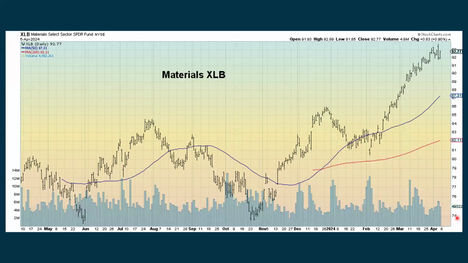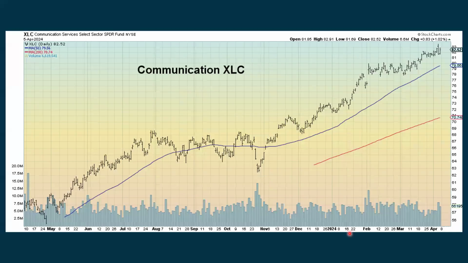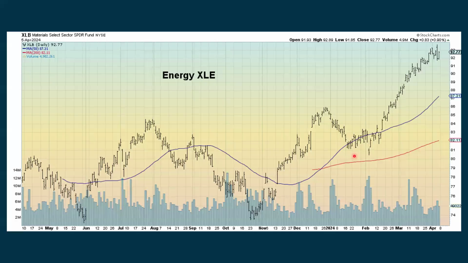We look at different sectors. First, I look at the sectors all by themselves, and then I compare them to the S&P. Materials are in an uptrend and been doing quite well lately. And they're also showing some improvement when we compare it to the S&P, but still, longer term, they are in a downtrend. Communication, this has been one of the stronger areas, and all by itself, it's in an uptrend, and it's even outperforming when we compare it to the S&P.